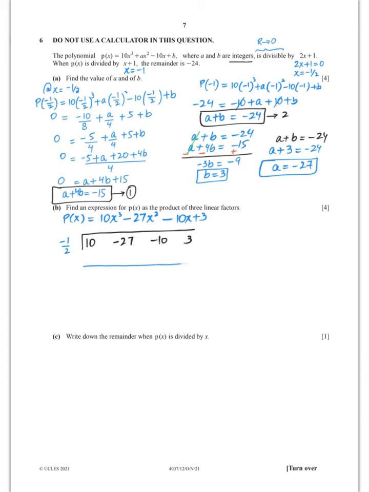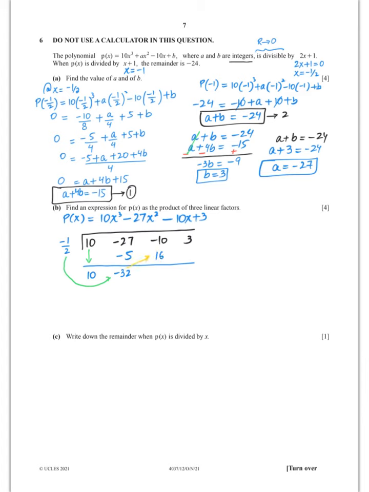And to solve the synthetic division, the rule is the first number should be exactly alike this one. So it will be 10. Now you need to multiply minus 1 upon 2 times 10, it will be minus 5. There it will be minus 5. Minus 27 minus 5, that is equals to minus 32. Again, we need to multiply minus 1 upon 2 by minus 32, and the answer is 16.